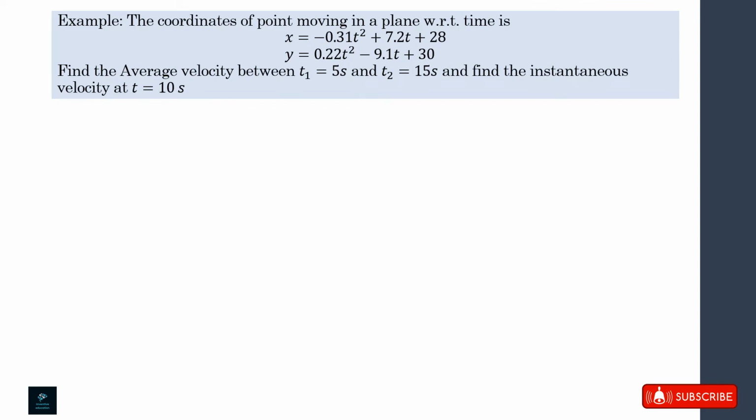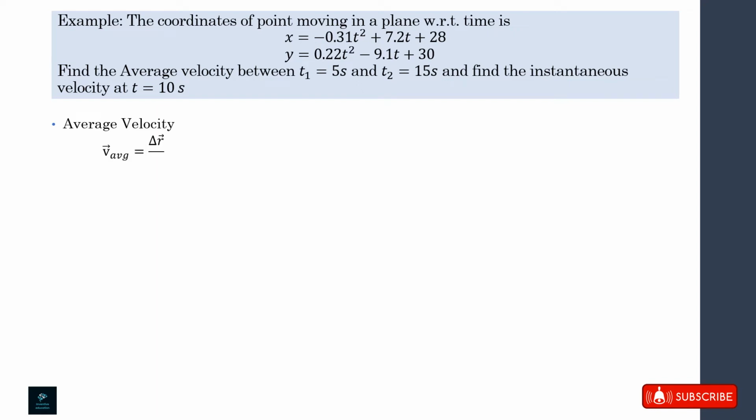Now let us go back to the previous example where we have calculated the displacement and position vector of an object moving in a plane at times t1 equal to 5 seconds and t2 equal to 15 seconds. Now we will determine its average velocity between time 5 seconds and 15 seconds and instantaneous velocity at time 10 seconds.